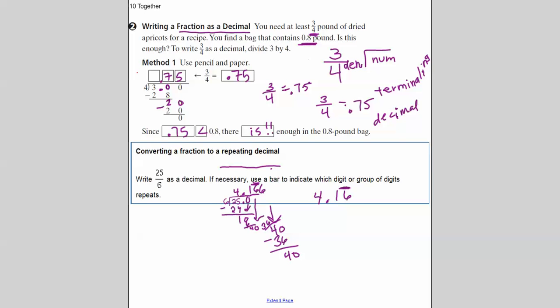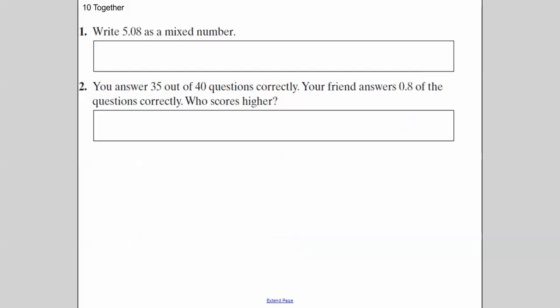Okay? So that is what we call a repeating decimal. 0.75 is what we call a terminating decimal. All right, we're going to look at a couple more examples and then you're going to do some on your own.